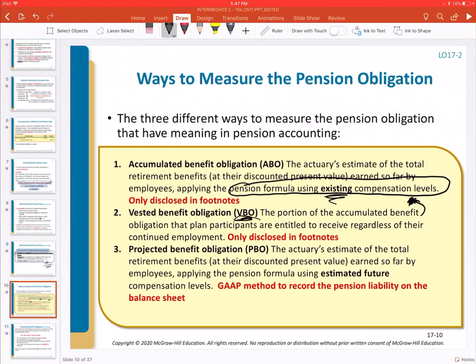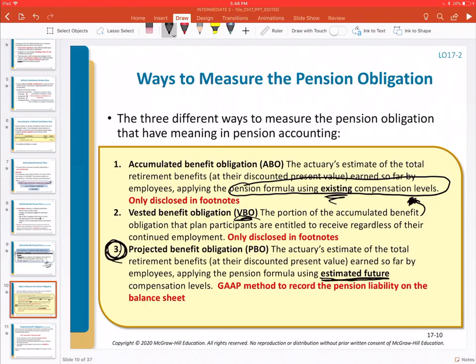So the first two, the accumulated benefit obligation and the vested benefit obligation, while these are important figures for the organization to disclose in the footnotes, this is not what we are going to continue talking about through this lecture. What we are going to continue talking about through this lecture is number 3, the projected benefit obligation. You will see it over and over again abbreviated in the Excel spreadsheets as PBO. The PBO is the estimate of what is the obligation, what is the liability that the company has to that employee as it relates to this defined benefit pension plan, but using estimated future compensation levels.